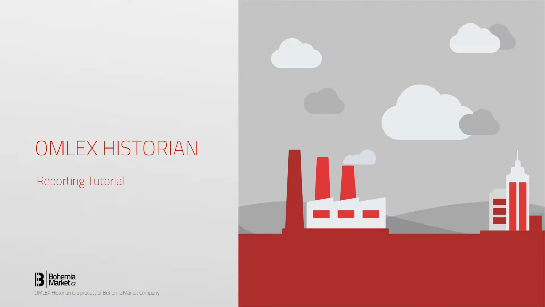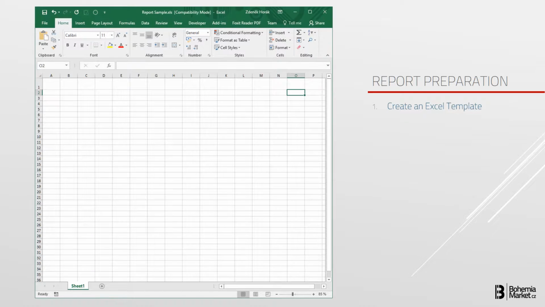Hi, in this video I'm going to show you how easy it can be to create useful reports inside Historian. First, you're going to need an Excel template. This template should look just like the report you need. The great thing is that you may use any version of Microsoft Excel you like.